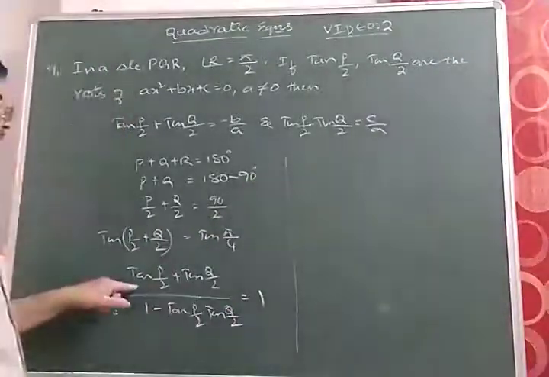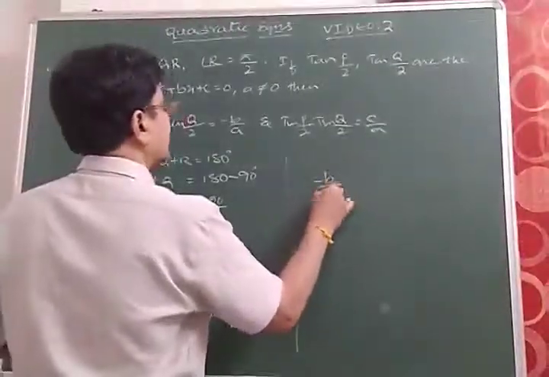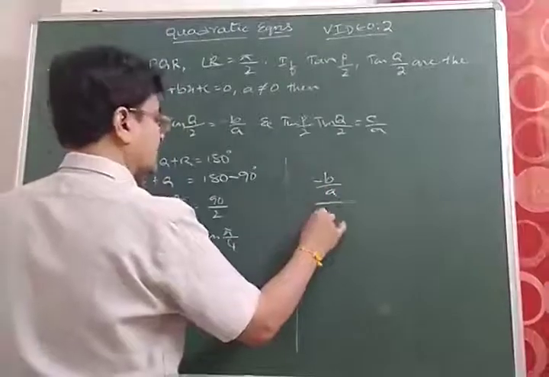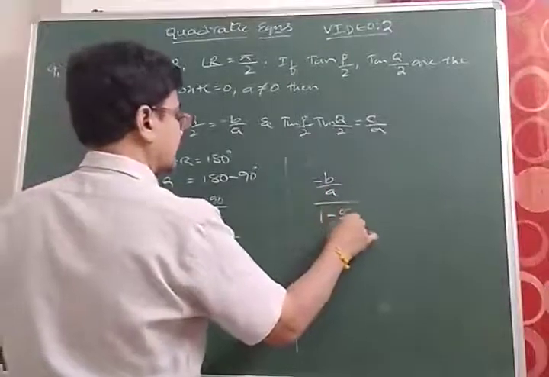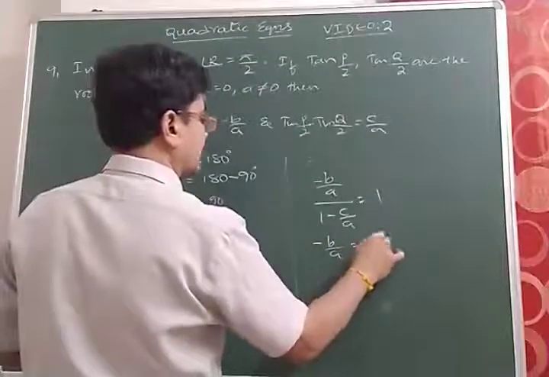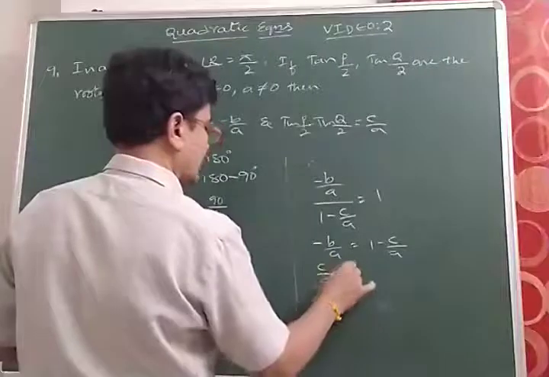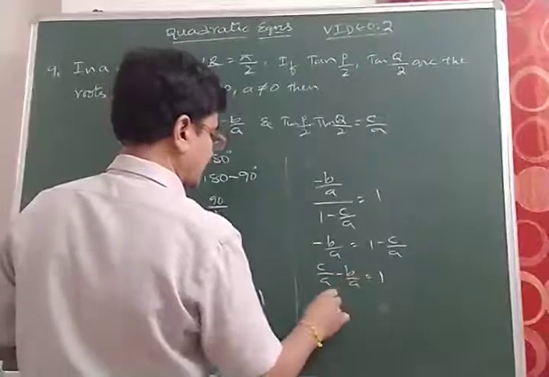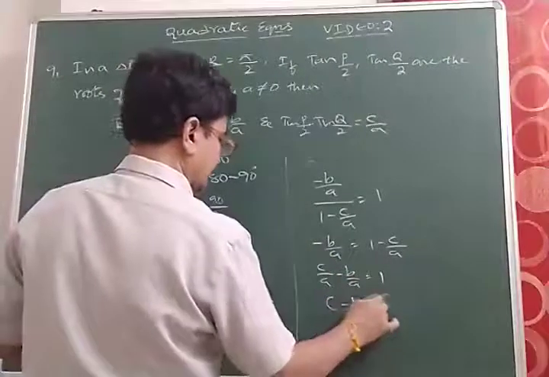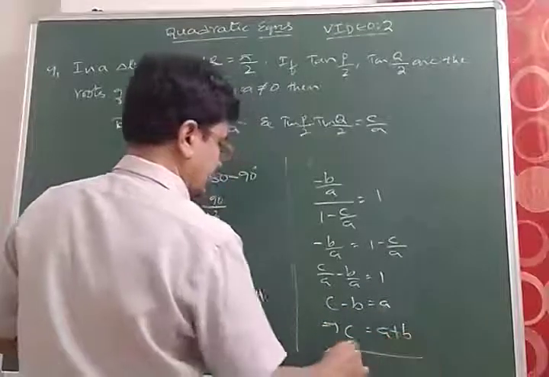Here we know that tan p by 2 plus tan q by 2 is equal to minus b by a, by 1 minus c by a is equal to 1. Minus b by a is equal to 1 minus c by a. Now taking this, c by a minus b by a is equal to 1. Now c minus b is equal to a. That implies c is equal to a plus b, which is the required condition.